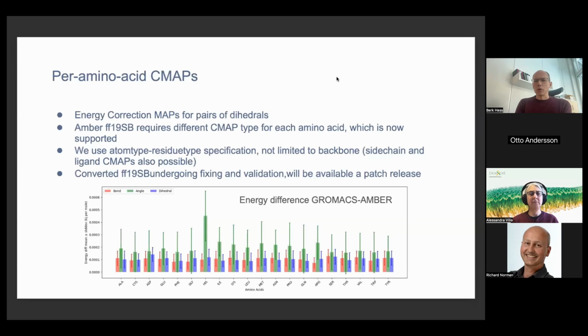But we're still working on the validation of this, so it has not been included yet in this 2025.0 release, but it's likely going to be included in a new minor release because it doesn't require new code, just addition of the force field files. So at the bottom, you can see the current validation.